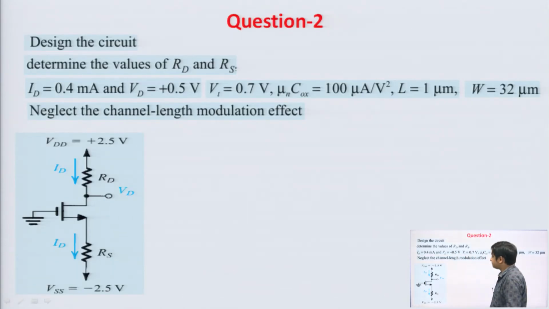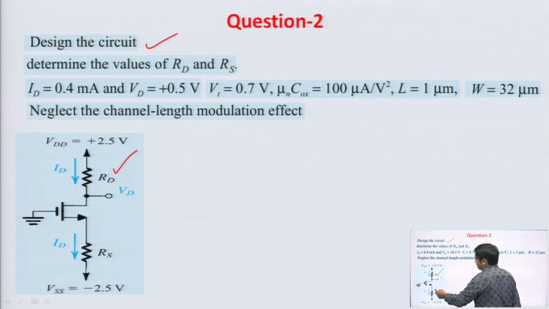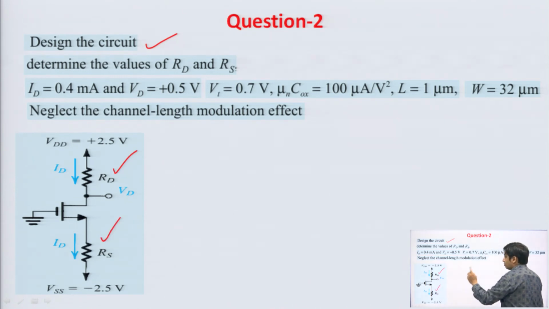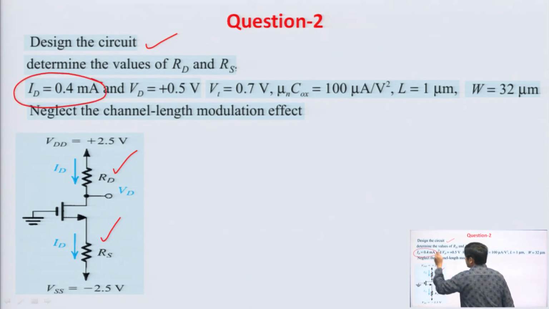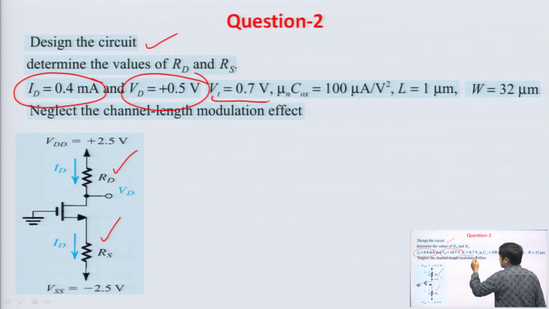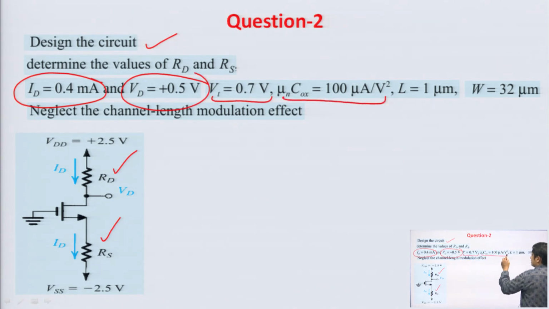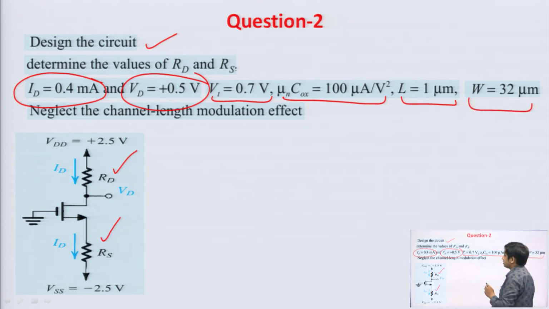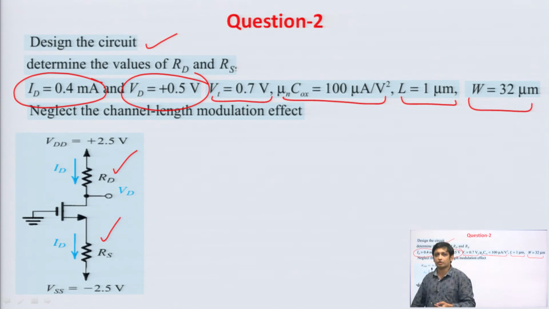Now, the question is, this circuit is given, you have to design this circuit. Design means you have to find out the value of RD and RS such that the drain current of the MOSFET should be 0.4 milliampere, the drain voltage is 0.5 volt, threshold voltage is 0.7 volt, mu n Cox is 100 microampere per volt square, length of the channel is 1 micrometer, width of the channel is 32 micrometer, and in the question it is given that neglect the channel length modulation effect.